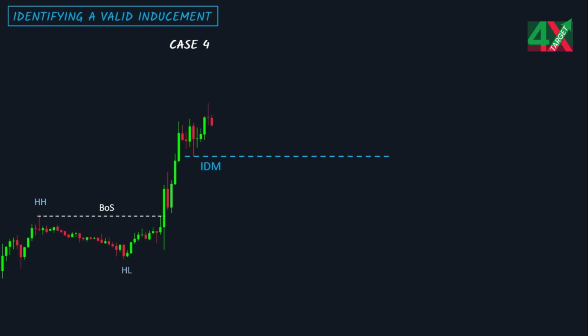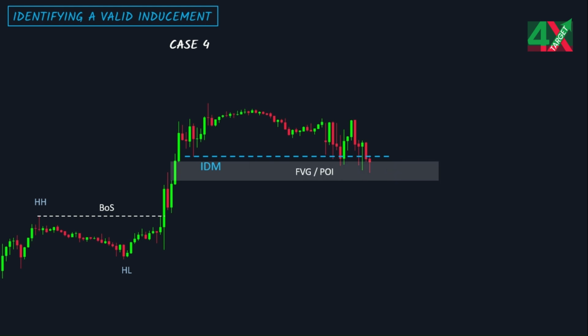The key point to remember is this: we only expect a trade or confirmation once price returns to grab liquidity below the inducement level. Until that liquidity is taken, inducement remains active and should be monitored closely. Trades should only be taken from a point of interest, such as an order block, imbalance, or liquidity zone, once inducement has been swept.